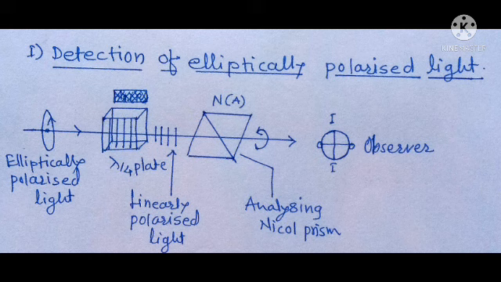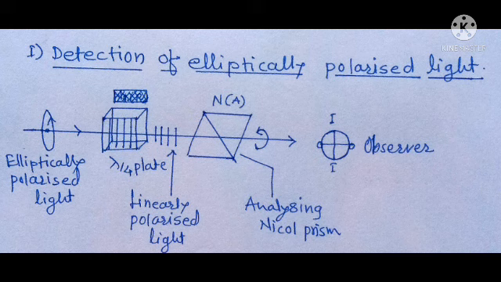In the first step, the light whose state of polarization is to be tested is passed through a Nicol prism used as an analyzer, and we look at the emergent light. The Nicol prism is rotated about the direction of light. If the intensity of light does not become zero but varies between maximum and minimum twice in one full rotation, then the light to be tested is either partially polarized or elliptically polarized.